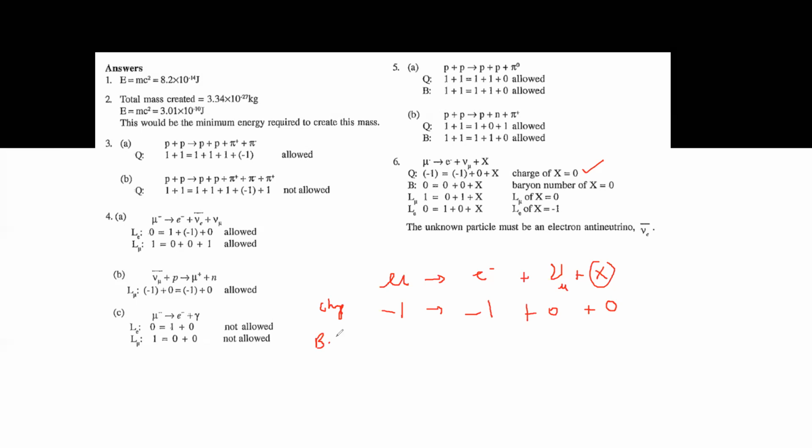The muon is a lepton, so baryon number is zero. The electron is a lepton, so baryon number zero. The muon neutrino is a lepton, baryon number zero. Because the baryon number on the left and right hand side is zero, the baryon number of this particle should also be zero. Then you check the lepton number.